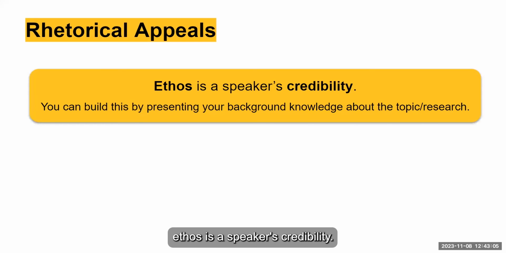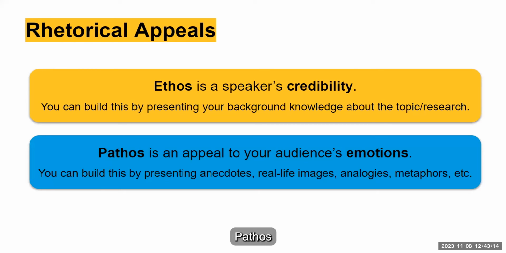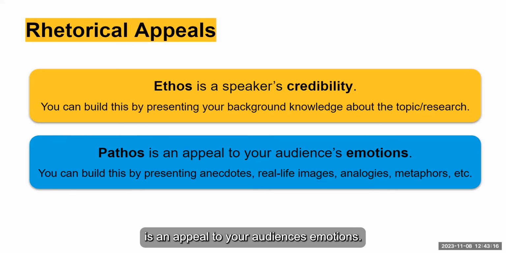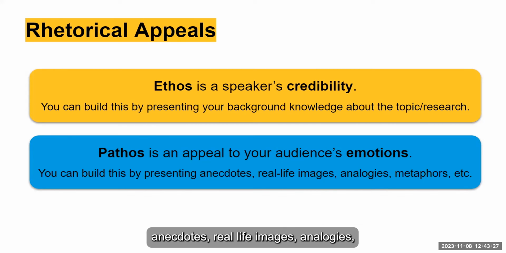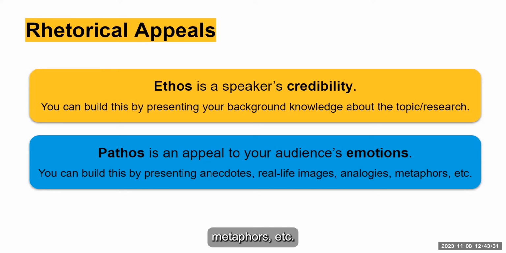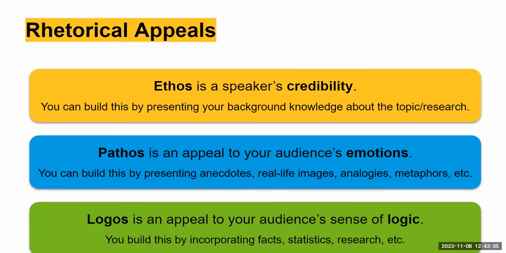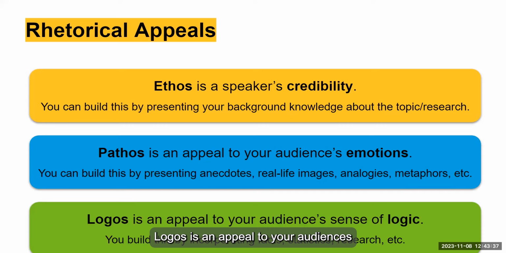Ethos is a speaker's credibility. You can build this by presenting background knowledge about the topic and research. Pathos is an appeal to your audience's emotions. You can build this by presenting anecdotes, real-life images, analogies, metaphors, etc. Logos is an appeal to your audience's sense of logic. You can use this appeal by incorporating facts, statistics, research, etc.